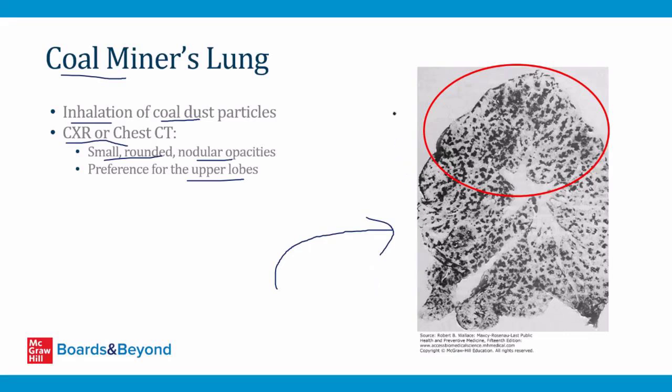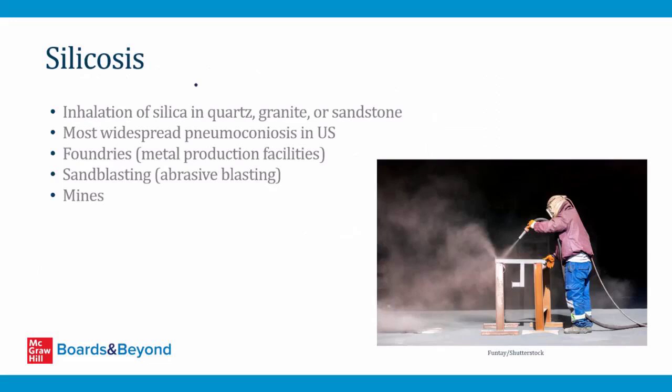And you can just see the black particles all throughout the lung tissue. Silicosis is another occupational lung disease that occurs when patients inhale small amounts of silica, which is an element found in many rocks. So you can find it in quartz or granite or sandstone. It's the most widespread pneumoconiosis in the US.